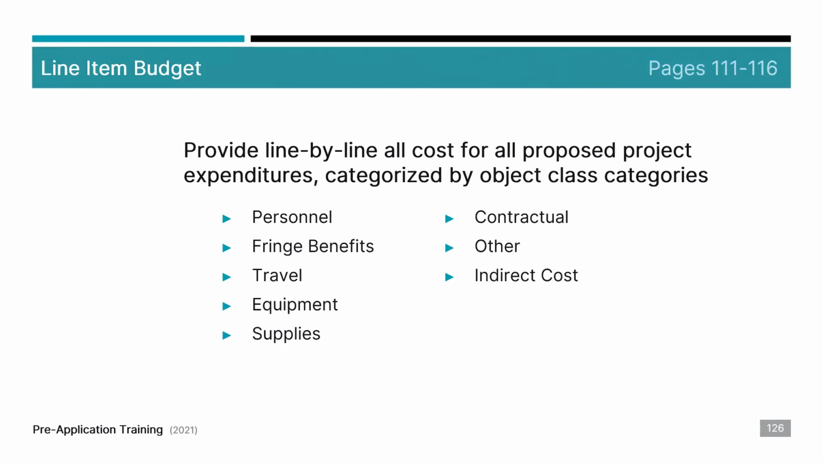But if you're just hiring your local IT guy that can do it all, he would be under a contract, and that would go under other. The next category is other, which is the catch-all for everything else, as you can imagine.